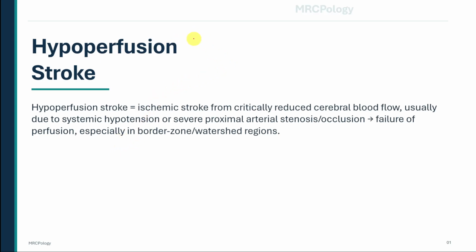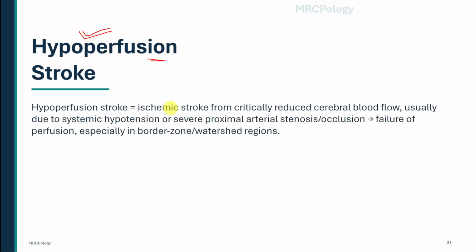Imagine a patient who becomes weak after a major hypotensive episode, perhaps after sepsis, surgery, myocardial infarction, arrhythmia, dehydration, or cardiac arrest. The CT may initially be unrevealing, but the MRI later shows infarcts not in one neat arterial territory, but in the border zones between territories. That pattern should make you think of hypoperfusion stroke.